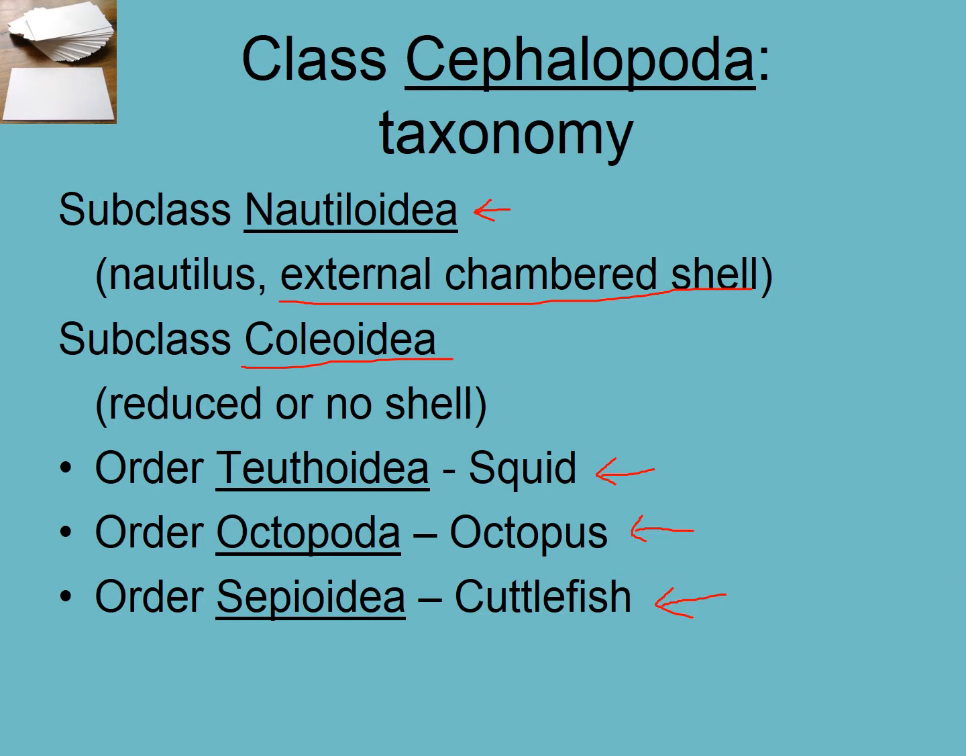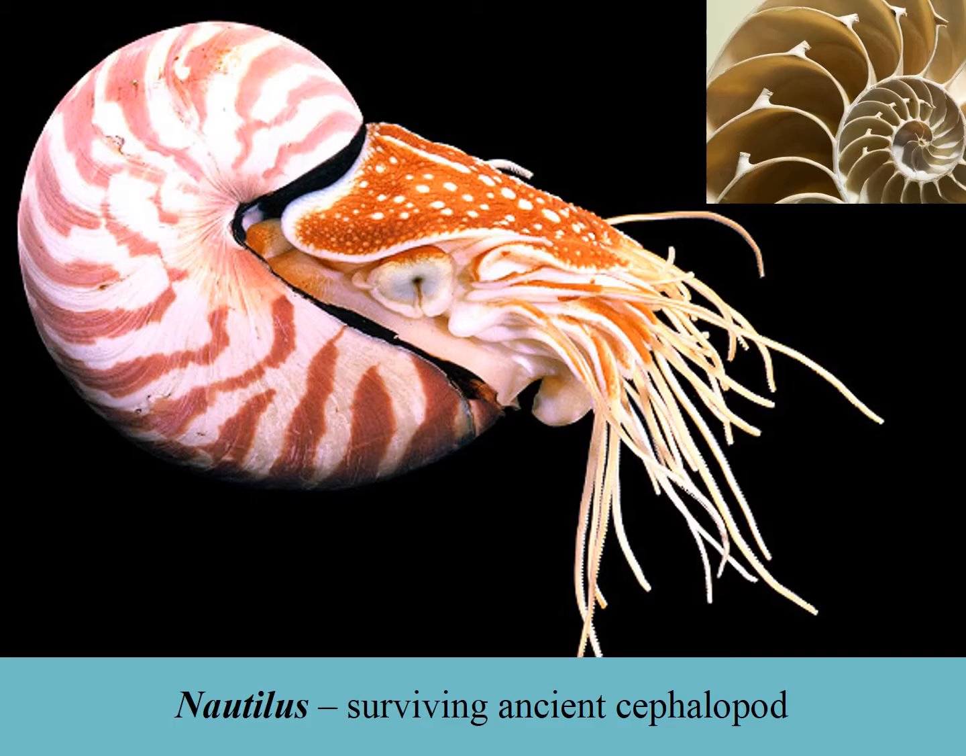In fact, all of these have 8 tentacles and 2 that are not very distinguishable, but they're like tentacles, but they're called arms. So it adds up to 10. They have 2 of these arms that are used in hunting. In the squid, they have hooks on the suckers, and in the cuttlefish, they don't have hooks on the suckers. So let's start with Nautilus.